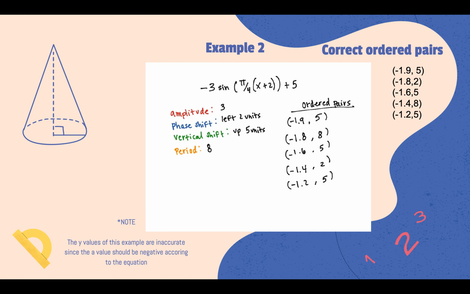And this brings us to our completed answer of this sine equation with an amplitude of 3. Phase shift is left 2 units, vertical shift up 5 units with a period of 8. And the ordered pairs of these transformations of the graph are as follows.